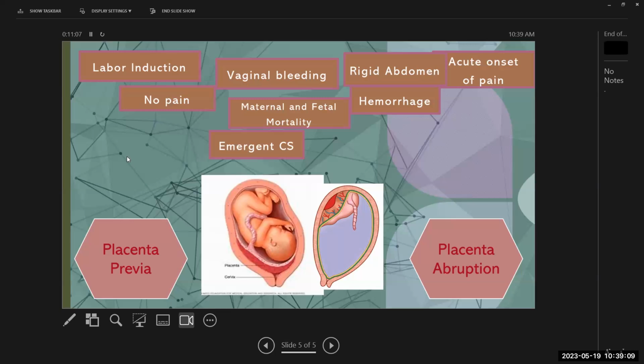So labor induction, we are not going to be able to do any kind of labor induction for either one of these. For our placenta previa, which is on the left, there's not going to be any pain. There might be some vaginal bleeding. And like I said, she's going to have a lot of pelvic pressure, a heaviness in her lower pelvis.